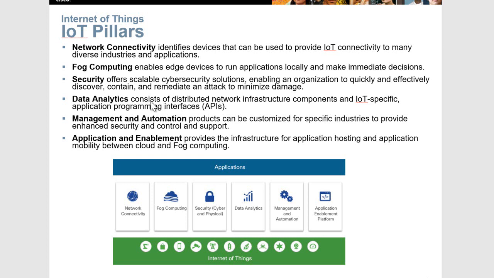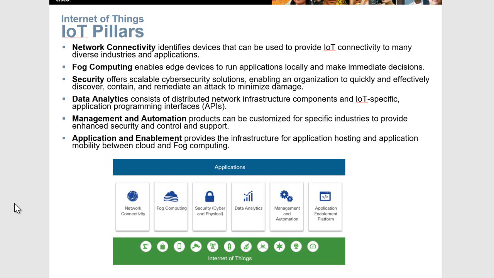The data analytics pillar consists of distributed network infrastructure components and IoT-specific application programming interfaces. To be valuable, the data must be rapidly processed and transformed into actionable intelligence. The management and automation pillar: products can be customized for specific industries to provide enhanced security and control and support. Cisco delivers a broad range of Internet of Things management and automation capabilities throughout the extended network.